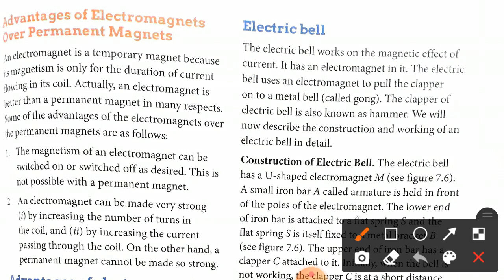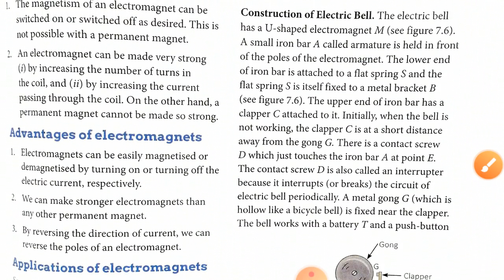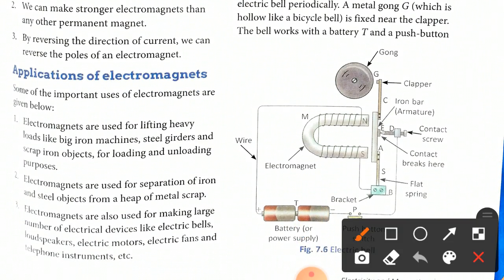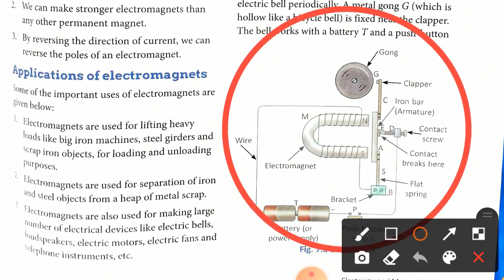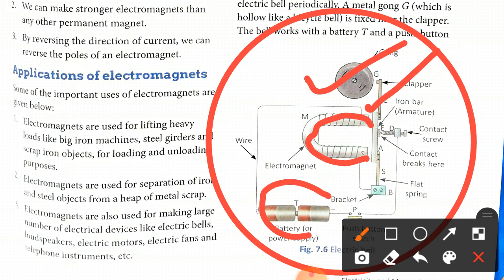We will now describe the construction and the working of an electric bell in detail. You can see here the construction of the electric bell. This is the whole diagram of the electric bell. This one is your gong and this is called the hammer. This is your electromagnet, the U-shaped electromagnet, and we connect it through a battery, fine.